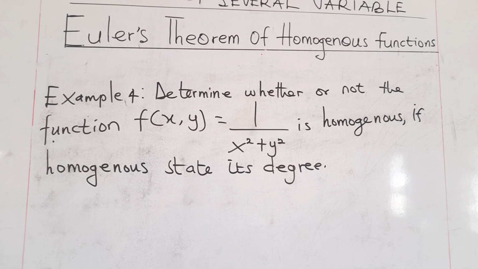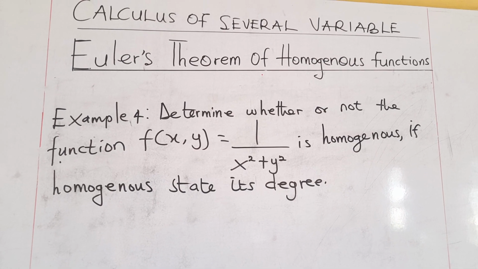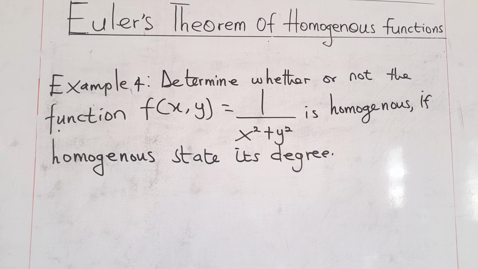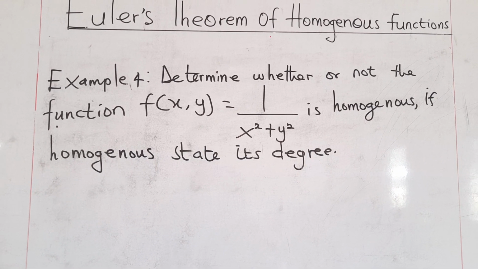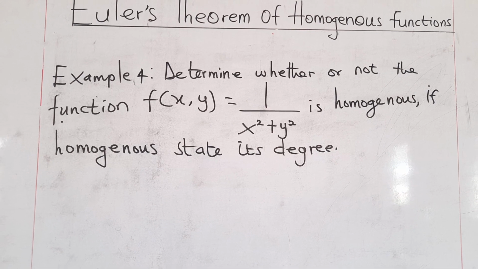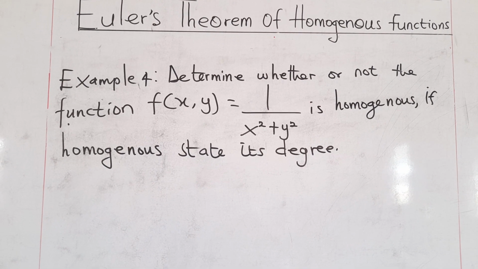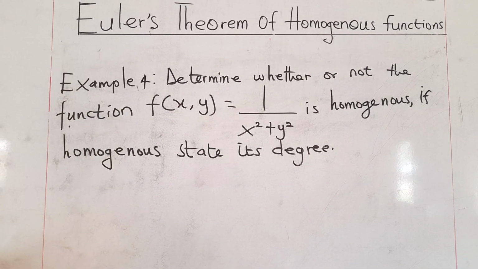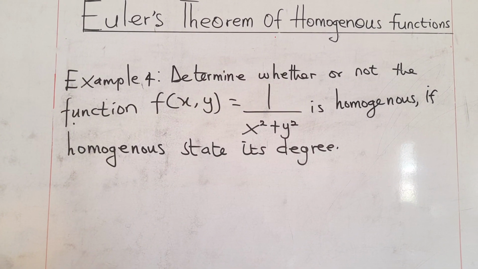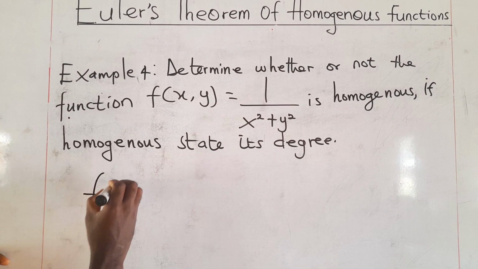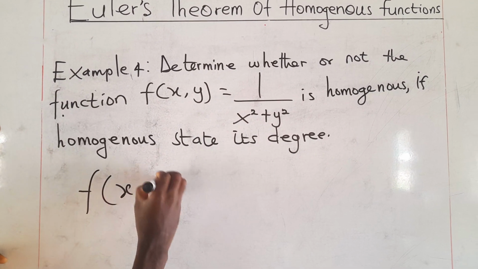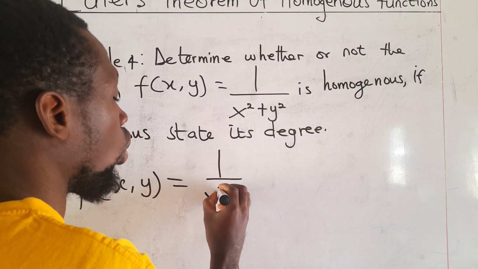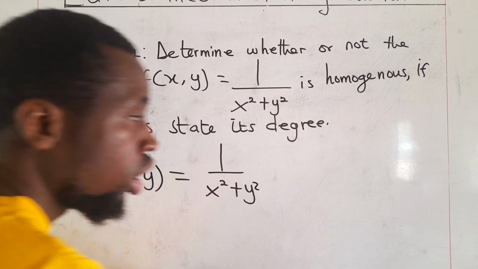Our fourth example, they say determine whether or not the function f of x, y is equal to 1 all over x squared plus y squared, is homogeneous. And if it is homogeneous, state its degree. So how do we do that? Please, you can pause the video and try your hand on it. After that, you compare your answers with mine. So we have the function f of xy equal to 1 all over x squared plus y squared.